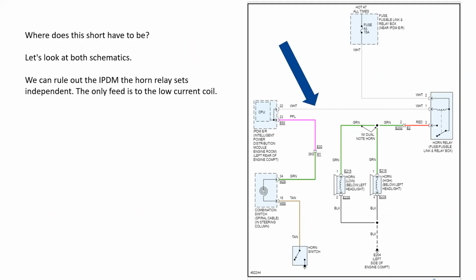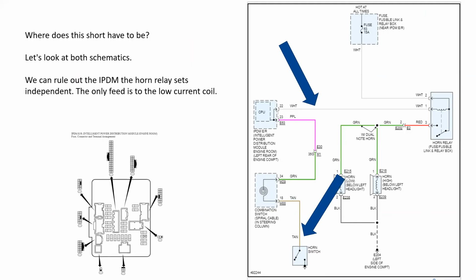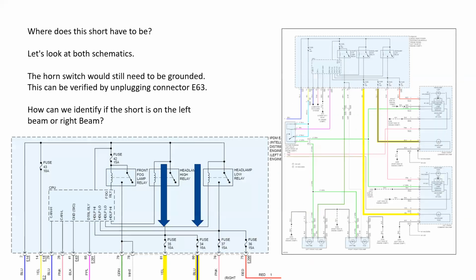Now, when we look at that really closely, what we see on the low current coil side is actually a ground on that white wire. Every now and then, we have to take a look at how everything is fed, and if we really were concerned, we could actually unplug the IPDM to see what goes on. But from there, where does this short have to be?